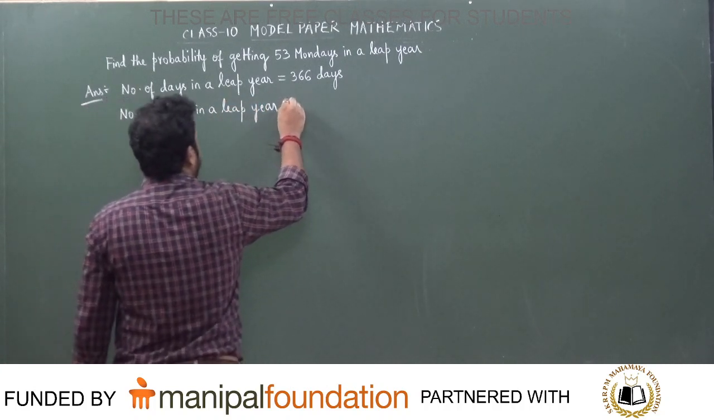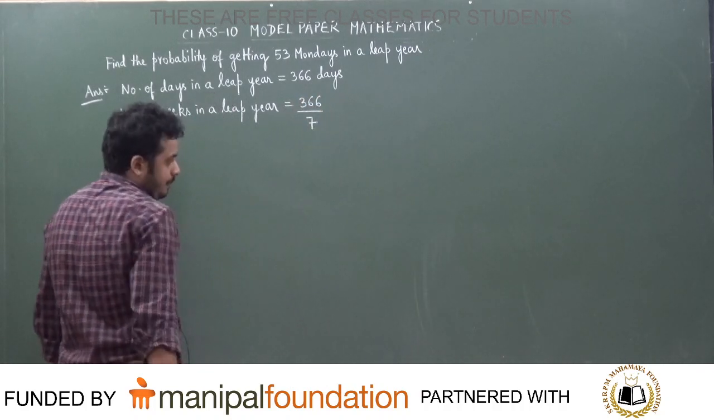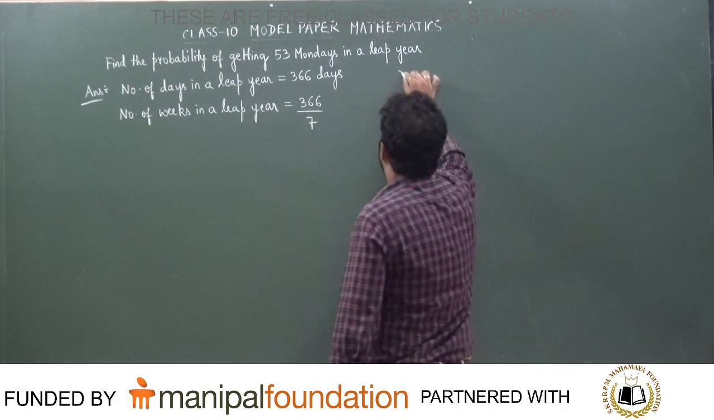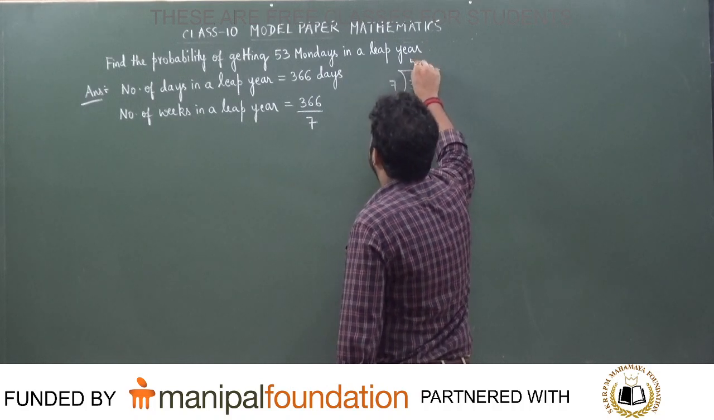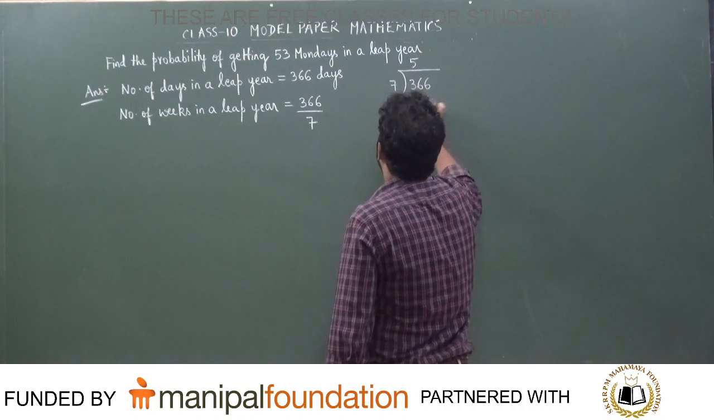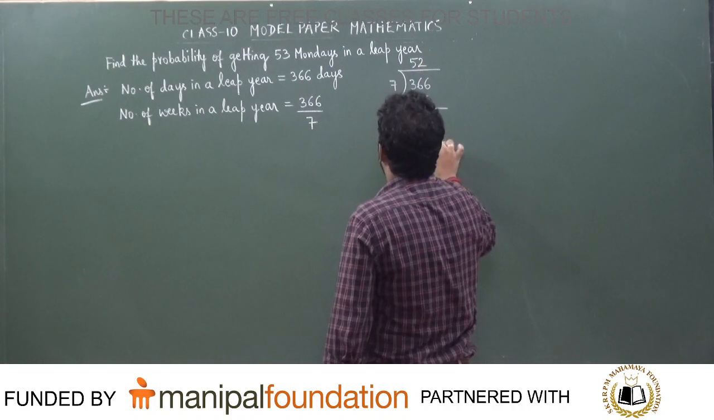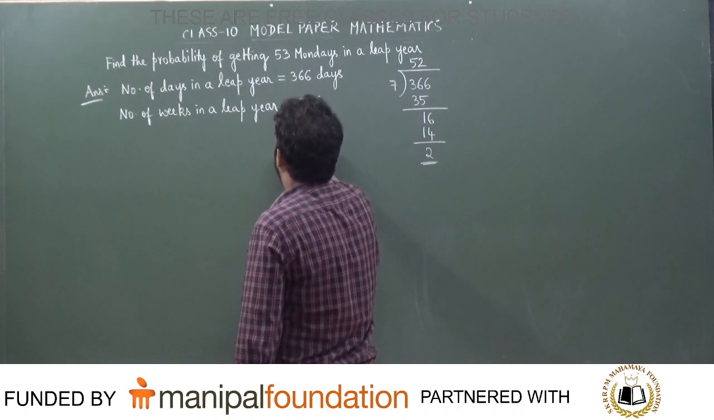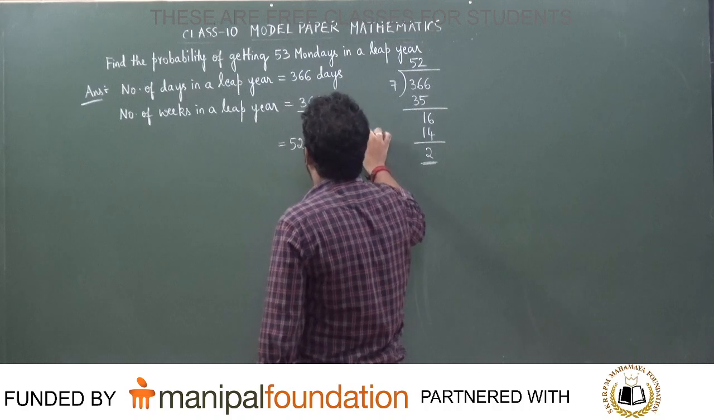Number of weeks in a leap year will be 366 divided by 7, because 1 week has 7 days. When you divide 366 by 7, 7 fives are 35, then 16. 7 twos are 14. Then how many days will be left extra? This will be 52 weeks and a remainder of 2.